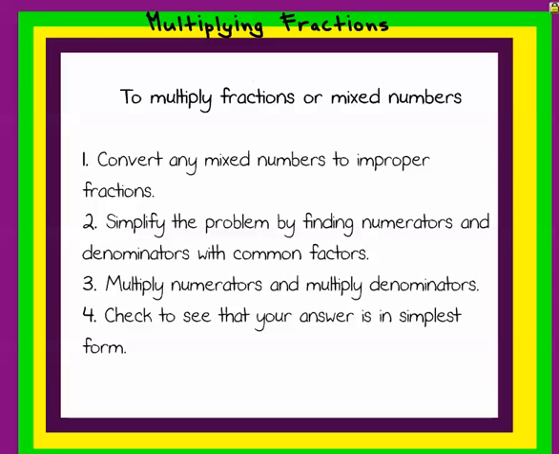We are going to start each problem by converting any mixed numbers to improper fractions. We are then going to simplify the problem by finding numerators and denominators with common factors. That's going to feel like we're simplifying fractions themselves. It's like taking 2/4 and simplifying it to 1/2. We're then going to multiply our numerators and then multiply our denominators. And finally, we're going to check to see that our answer is in simplest form.